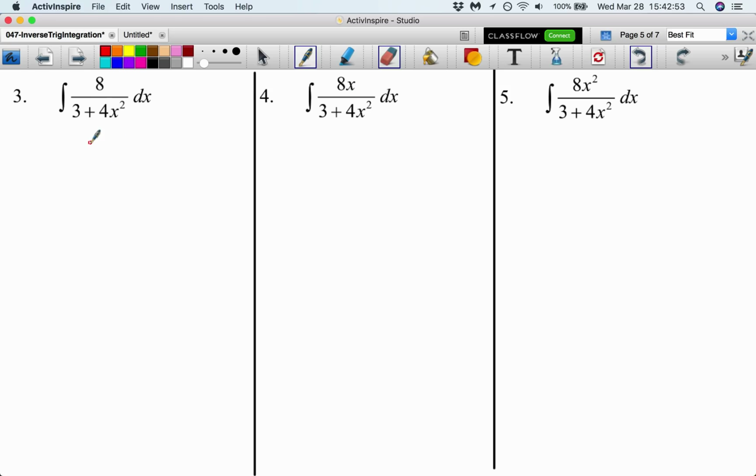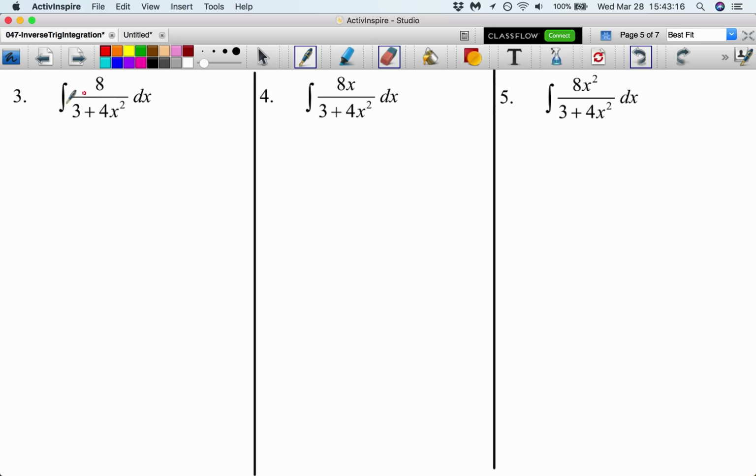So why don't you pause, each of these has a different formula, and try to figure out which formula to use. You don't have to worry about getting it right now. Just try to pick out which one do you think is which. If you want to, try to actually integrate. They're all different. 3, 2, 1. Here we go.